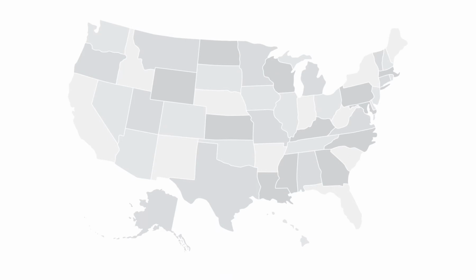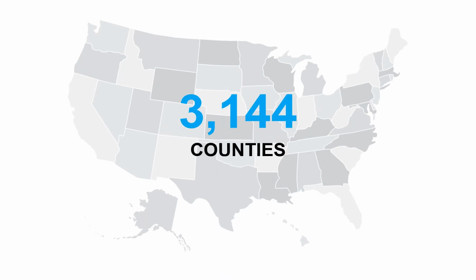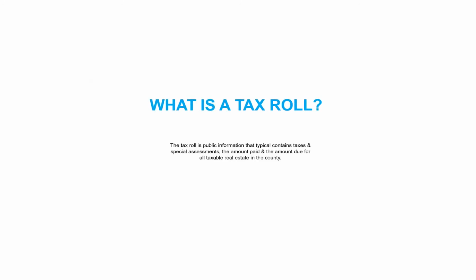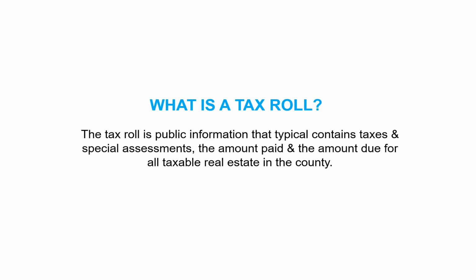In the United States, there are 3,144 counties. Each of these counties is generally the taxing jurisdiction that serves to generate the county tax roll, or the assessment records of real property. The tax roll is public information that typically contains taxes and special assessments, the amount paid and the amount due for all taxable real estate in the county.